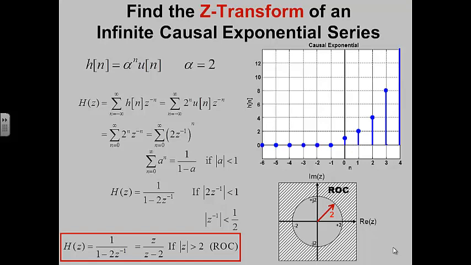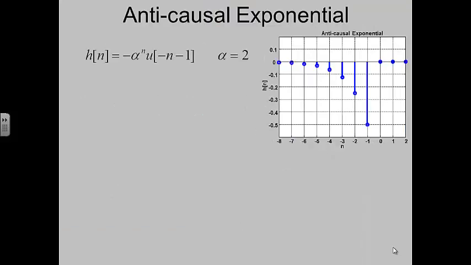So radii greater than 2. So bigger than 2 on the real axis, or j2 over here, or minus 2, or minus j2. This region out here, going out to infinity, are the allowed values. They're big enough to make that converge. Make sense? Okay.